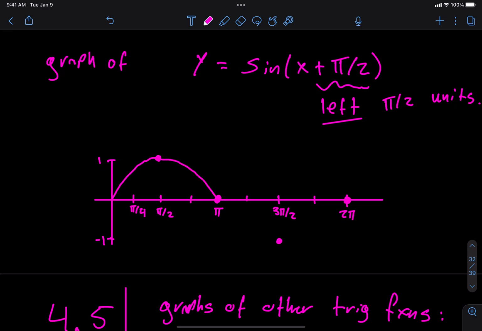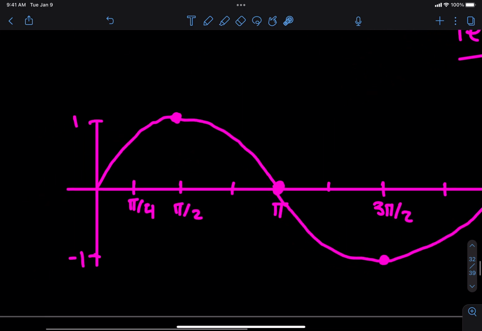It's not a perfect drawing. So this is the graph of sine of x. But now we have to shift it. How do we shift it? To the left by pi over 2 units. So this point is at pi over 2. Where's it going to be transported to? It's going to go to the left pi over 2 units, which would take us exactly to here.